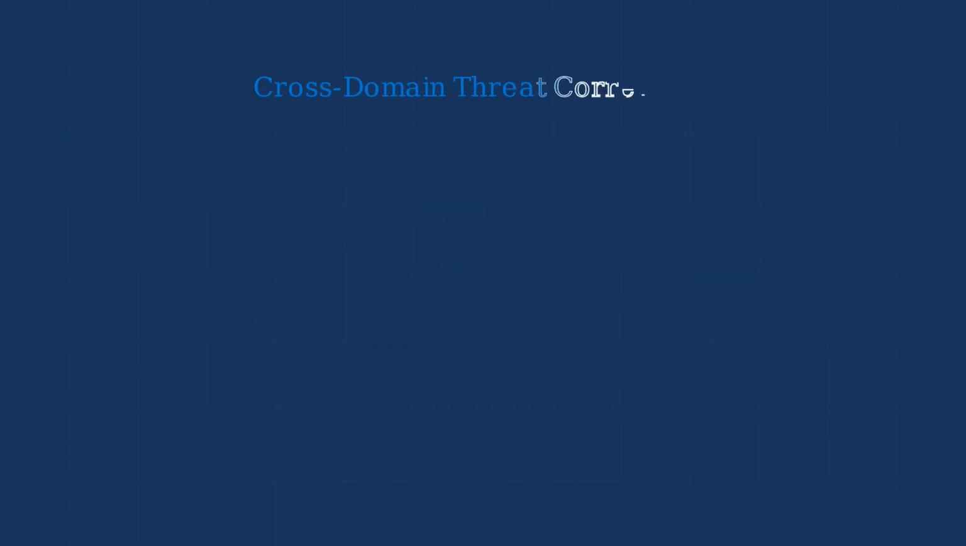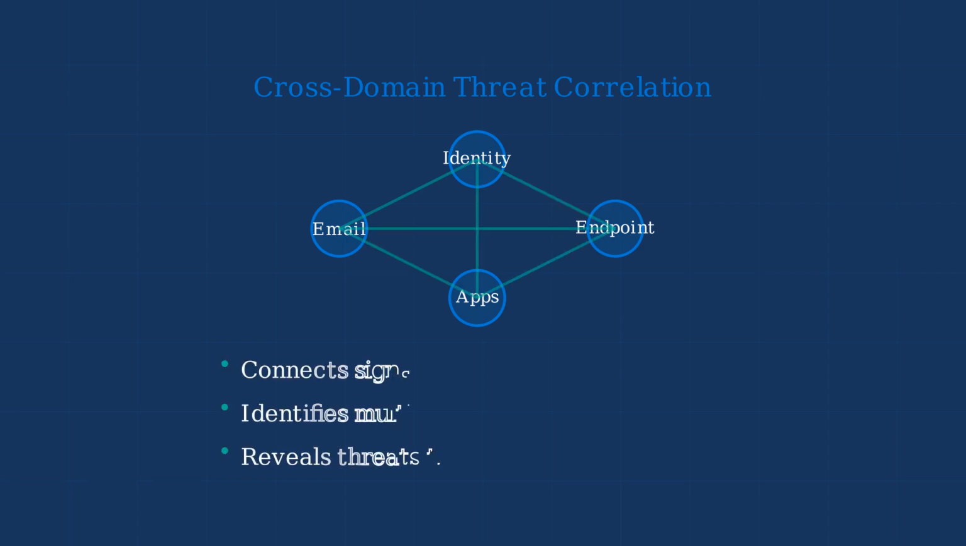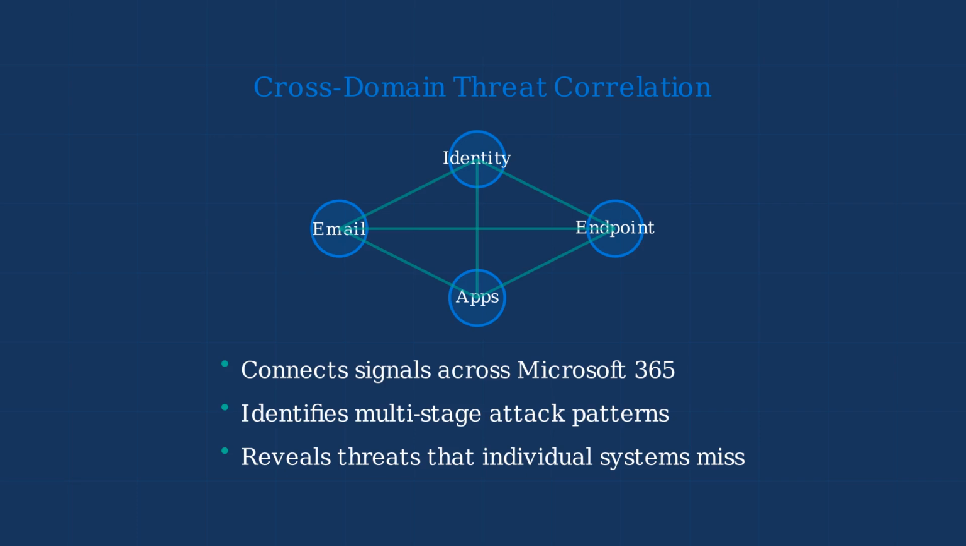Another key capability is cross-domain threat correlation. This powerful feature connects signals from emails, documents, accounts, and endpoints to identify attack patterns that might be missed when viewed separately.